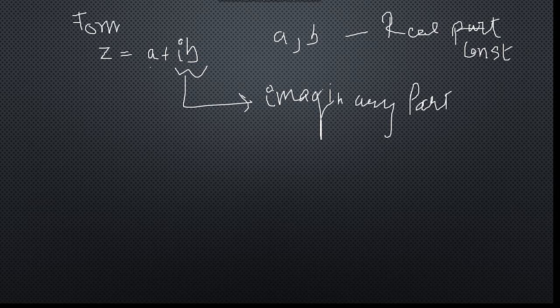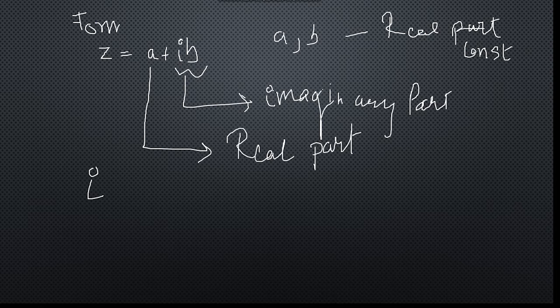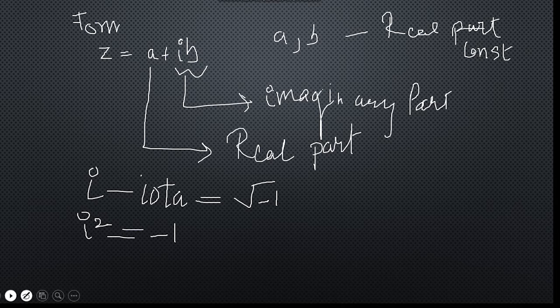Now A is the real part. It is similar to the real numbers which we know or which we study, that is 1, 2, 3, 0.1 and so on. Iota is denoted by i and its value is equal to square root of minus 1. So iota square will become minus 1. Hence, now let us perform basic operations.